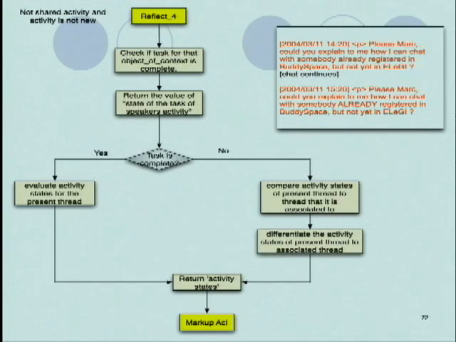When you're at reflect four, you check if the task for that object of context is complete. Here you know it's not complete because he didn't get an answer. Sorry, in this example, what is the object of context? The object of context is chatting with somebody registered in BuddySpace. So, how do I chat with somebody? It's the focus at the moment. That is the object of the context.